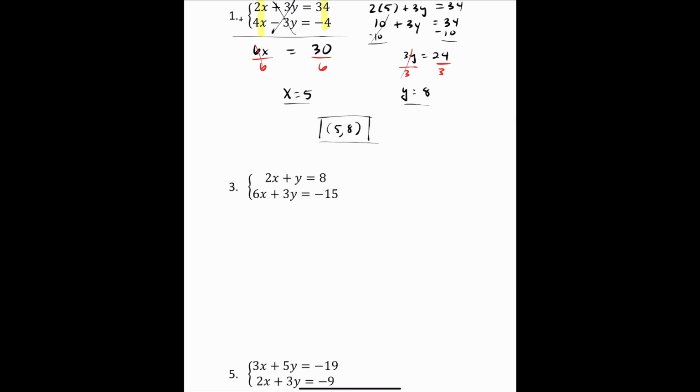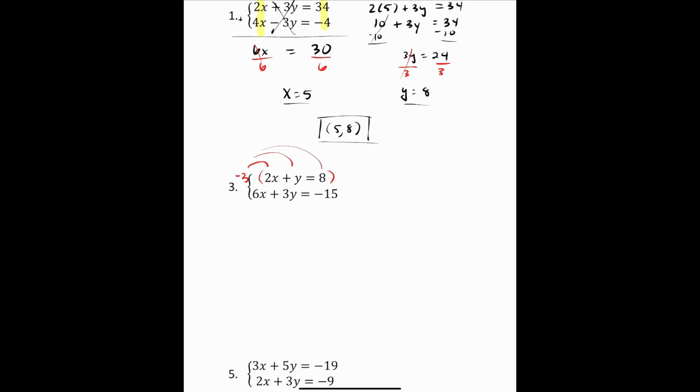Number 3, we have 2x plus y equals 8 and 6x plus 3y equals negative 15. This time, I'm going to create my opposites by focusing in on the y's. So let's see what happens when I do that. I will multiply each term by negative 3 and then apply the distributive property here.